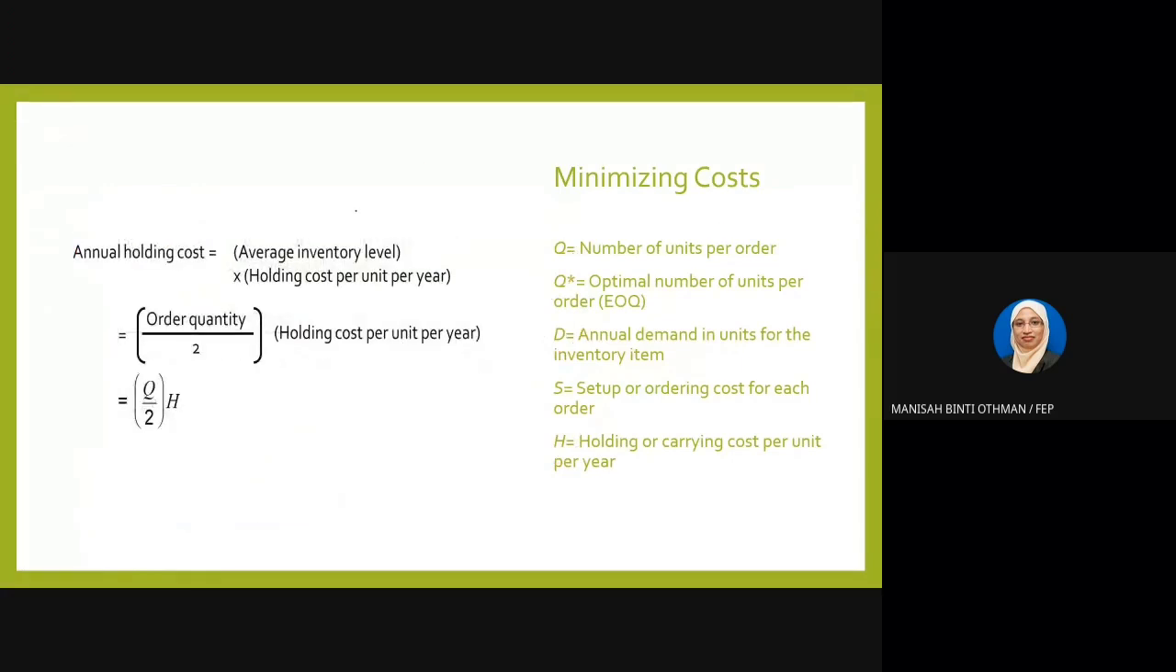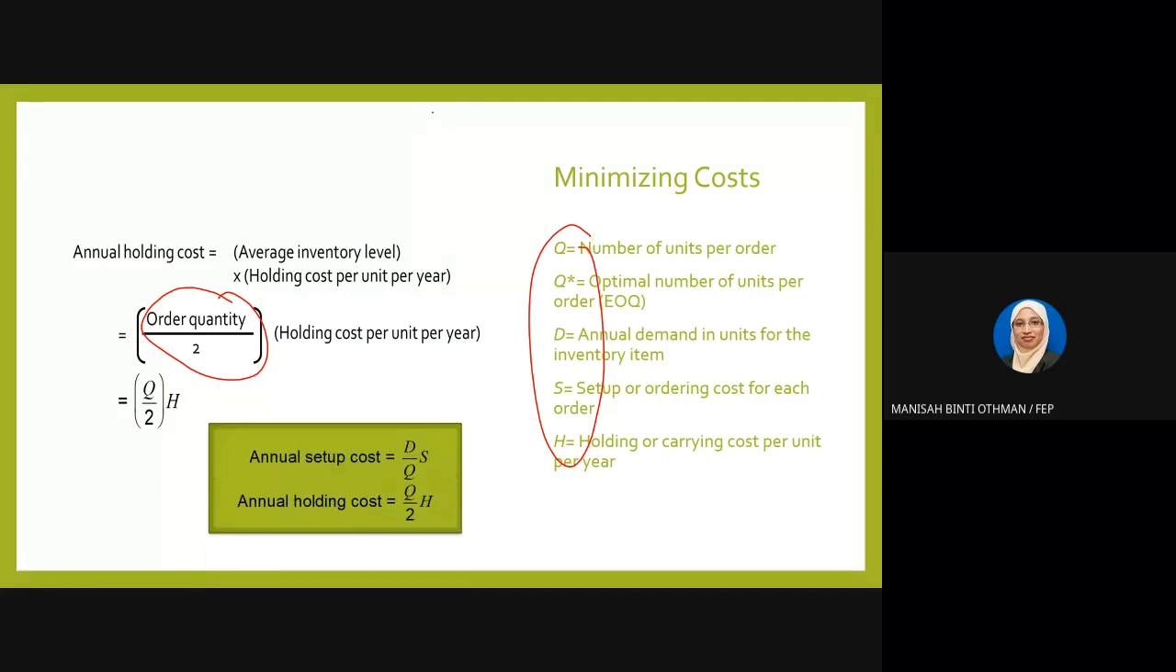Next is annual holding cost. Annual holding cost is the average inventory level times the holding cost per year. Replacing with the variables, it is Q divided by 2 times H, the holding cost per unit. So this is the formula for annual holding cost.